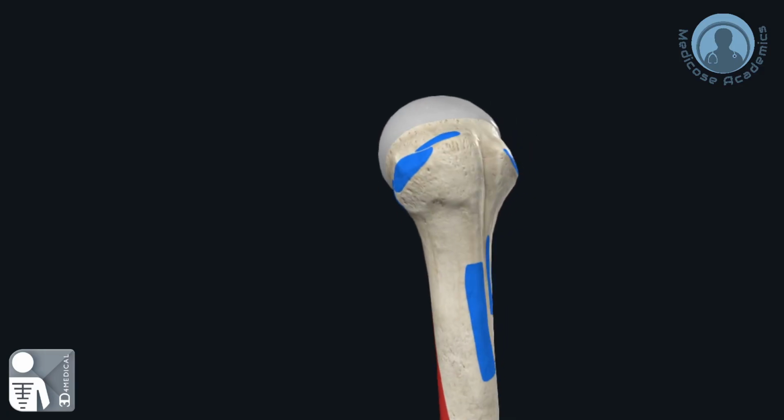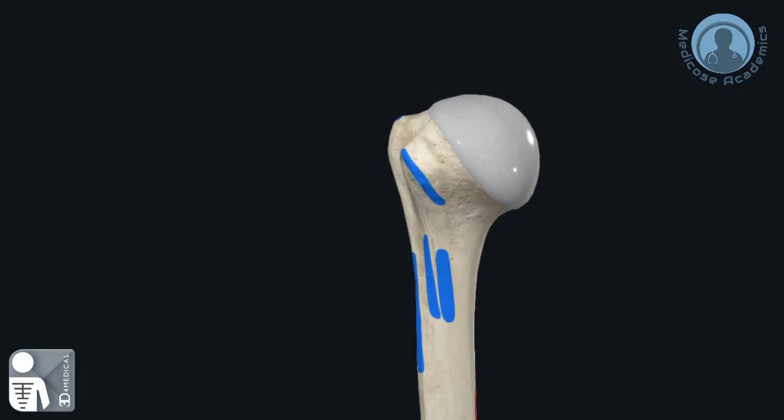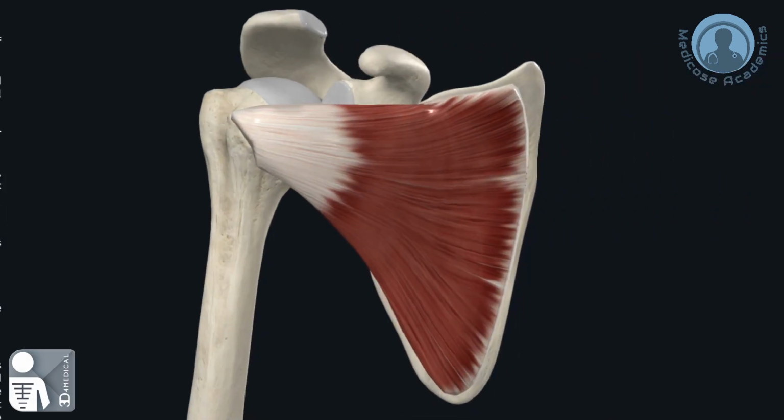And on the anterior aspect, there was the lesser tubercle, and there it gives attachment to the muscle that is subscapularis. So this is the muscle that starts from the subscapular fossa and gets attached in the front of the head of the humerus on the lesser tubercle.